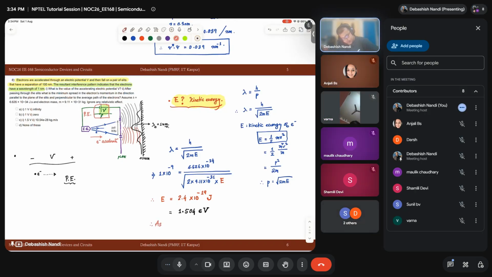As potential energy is getting converted to kinetic energy for the electrons, I can write E equals QV, right? And from this, I can directly write my voltage to be approximately 1.5 volt.